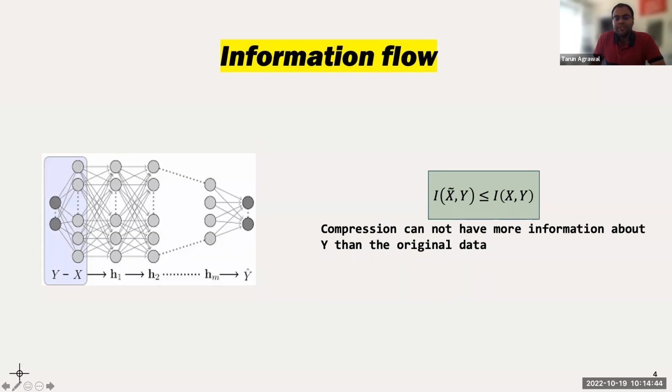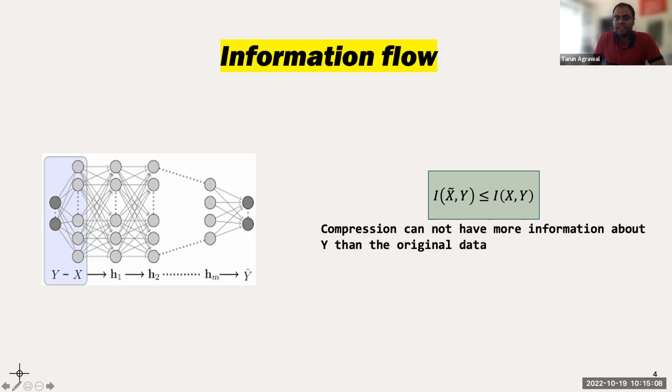The information which this H1 hidden layer has, it will transfer to the H2 and then transfer to the encoder and then decode it to get the prediction of Y. So based on this Markov chain, mutual information between output and compressed representation, we can get lesser or equal information depending on how lossy our system is.